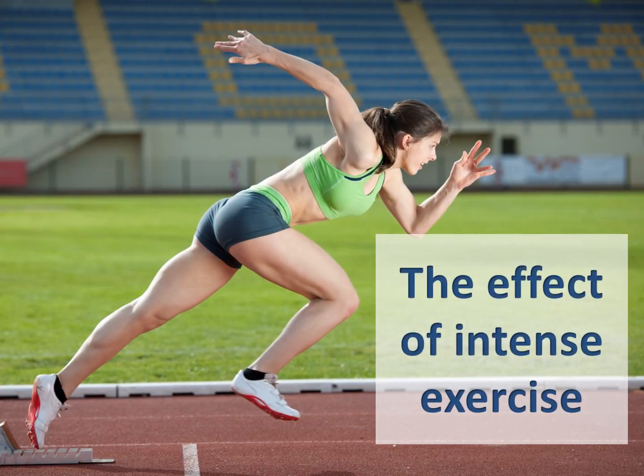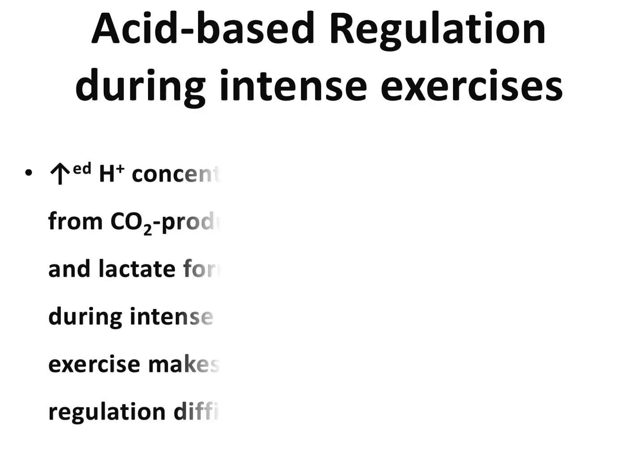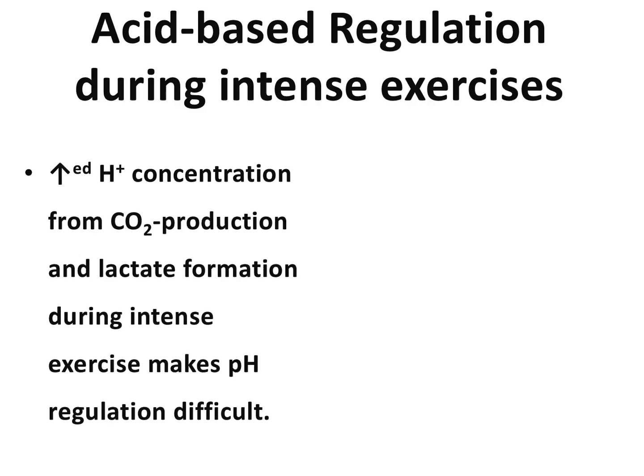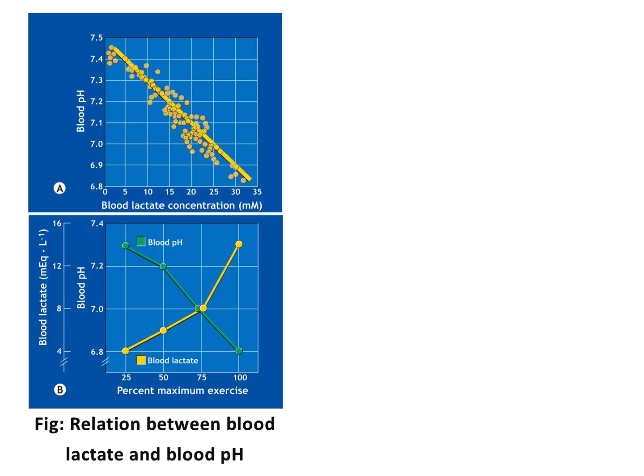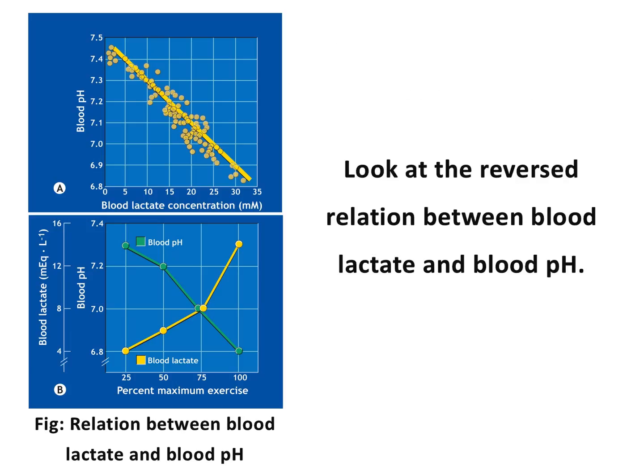What is the effect of intense exercise on acid-base regulation? Vigorous exercise causes an increase in hydrogen ion concentration due to carbon dioxide production and lactate formation. This makes pH regulation rather difficult. As blood pH decreases, blood lactate will increase.